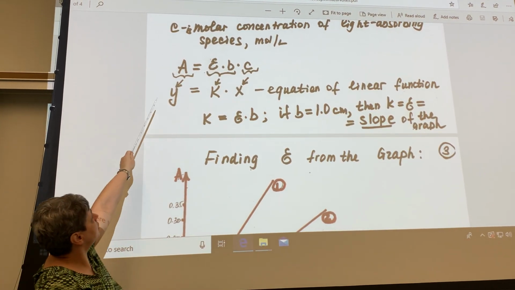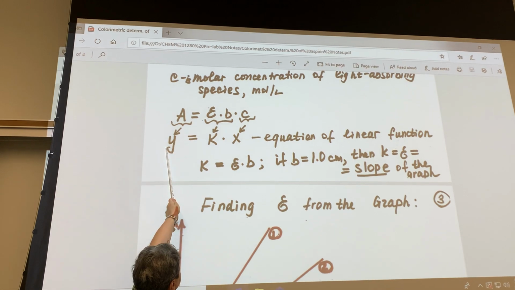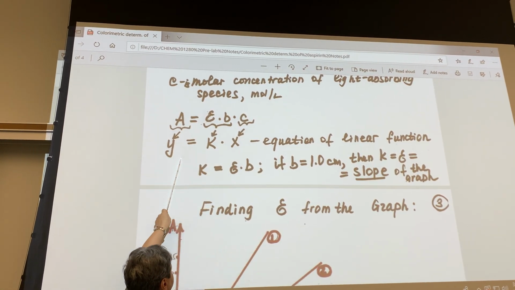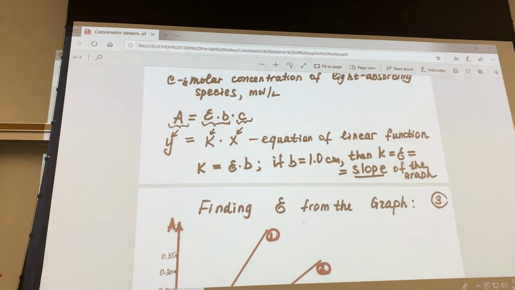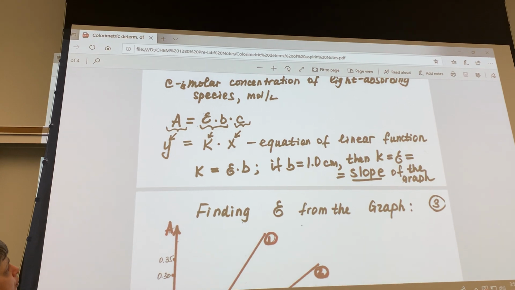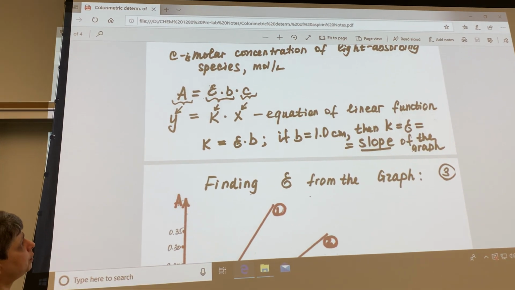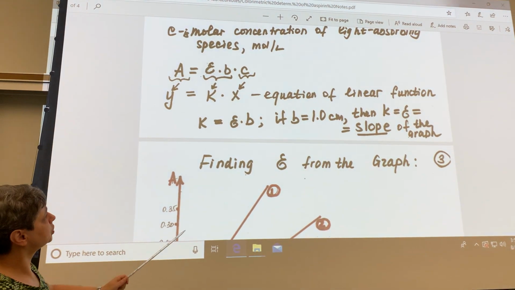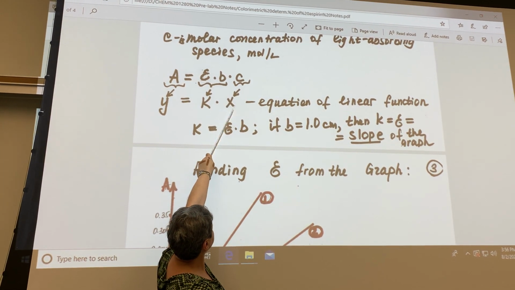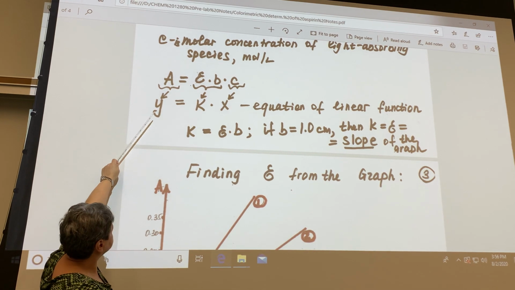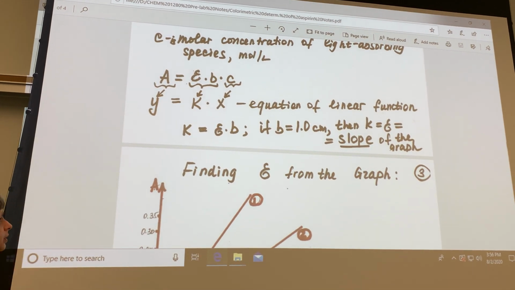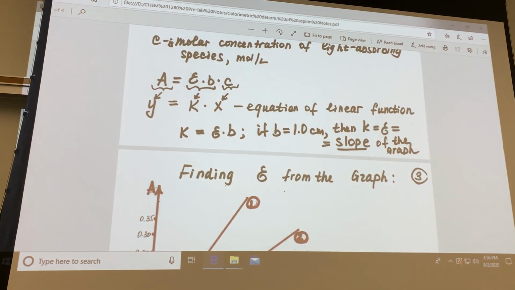So what I did here is I wrote Beer's law, and then right underneath it I wrote the equation from algebra that represents a linear function, in order to show you that absorbance is directly proportional to molar concentration. So if we plotted our molar concentration on the x-axis and our absorbance on the y-axis, we would expect to get a linear graph.